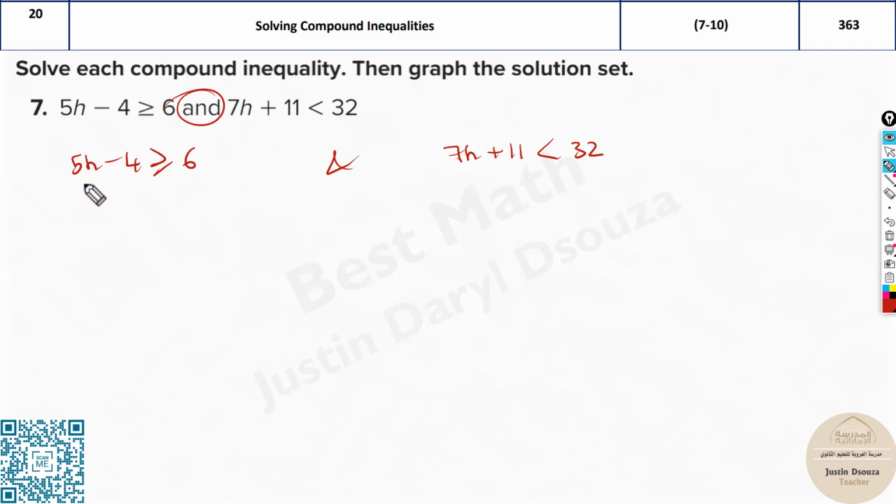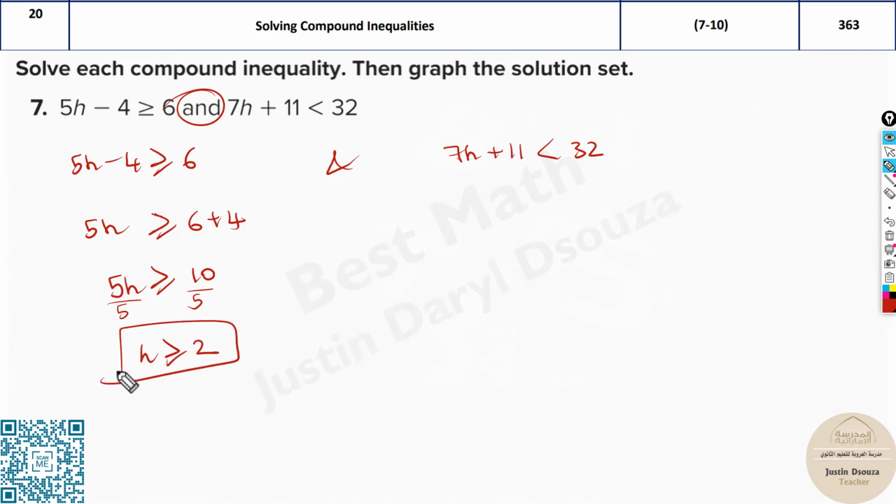Whatever the variable is, don't move it to the other side. The variable remains where it is whenever it's an inequality. It'll be 5h greater than or equal to 6 plus 4, which is 10. Divide both sides by 5. h is greater than or equal to 2. This side is done.